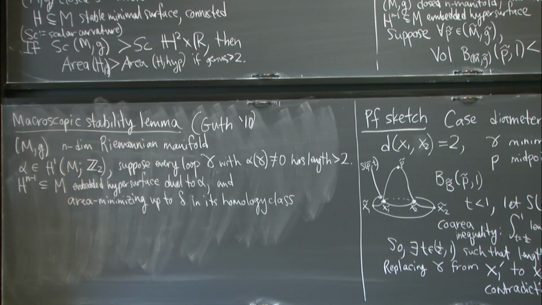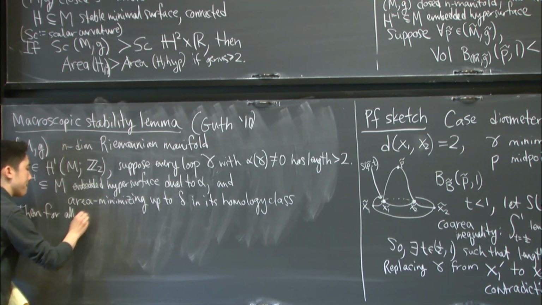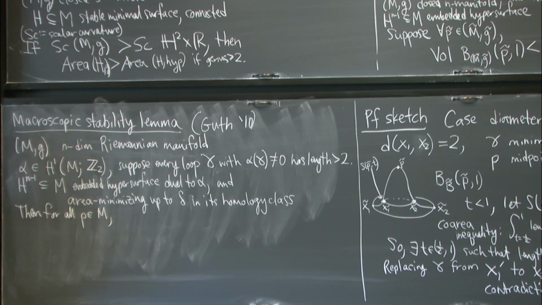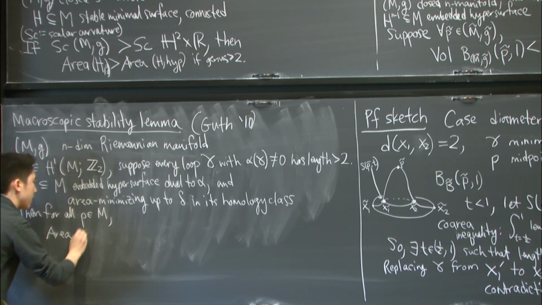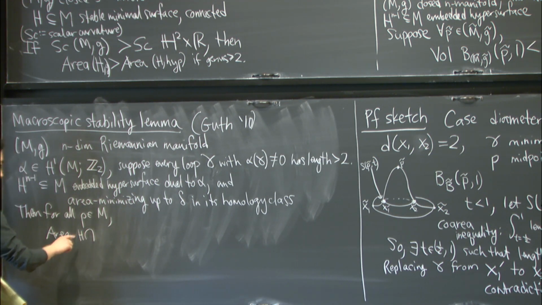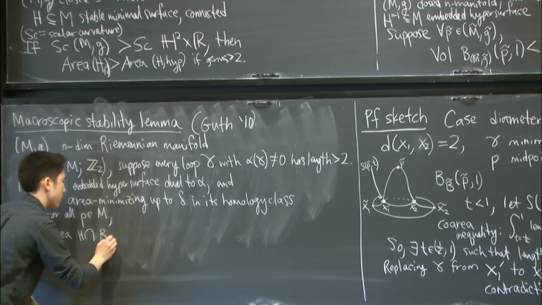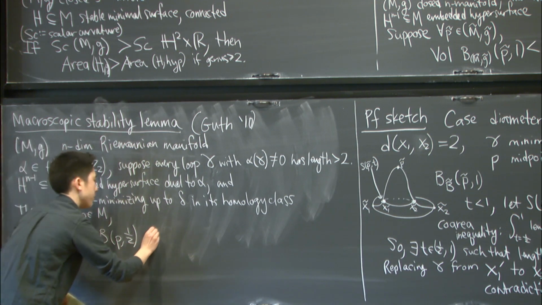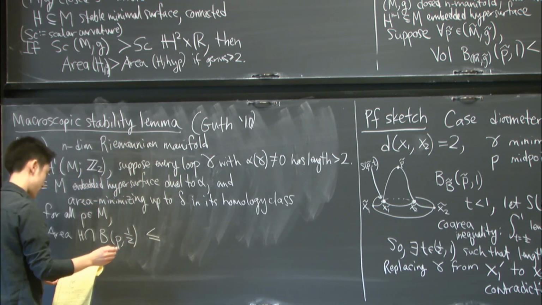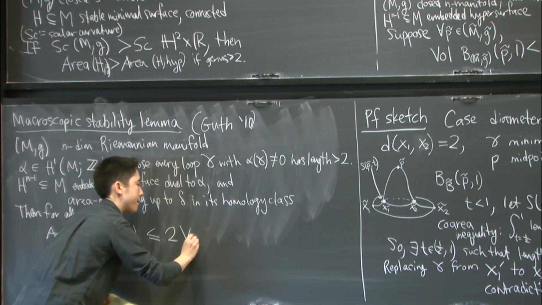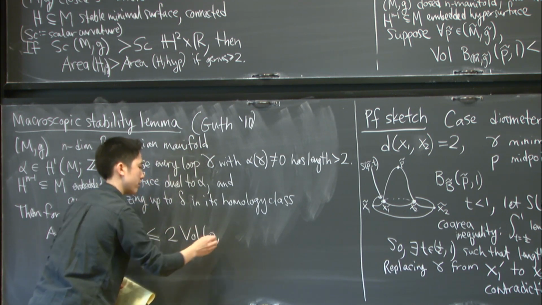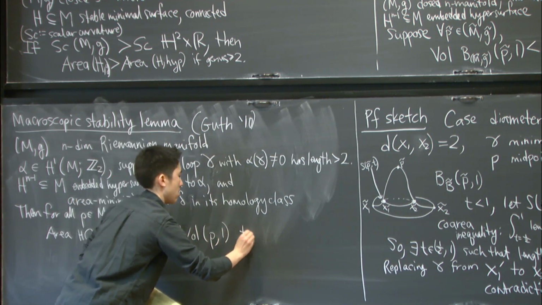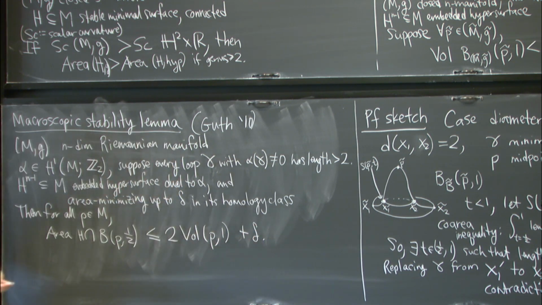Then we get the conclusion. Then we look at the part of H that's in a ball around P and compare that to the volume of a ball around P with this inequality.